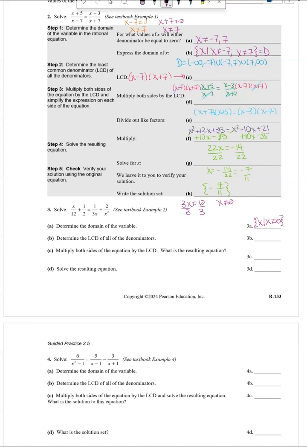Now, determine the LCD of the denominators. Well, we know that 2 and 3 go into 12, right? So that would be the least common denominator. And x goes into x squared, so out of the variable, that would be the least common denominator. So our LCD is going to be 12x squared.